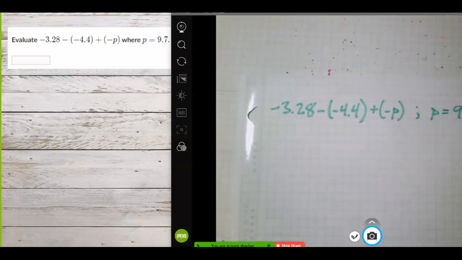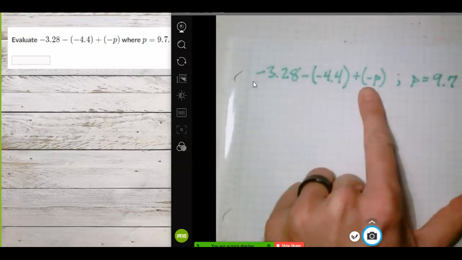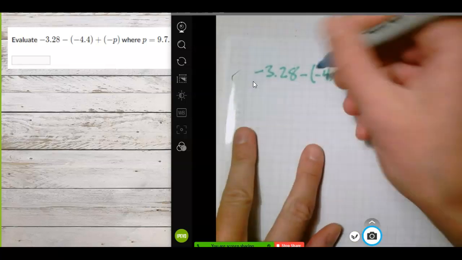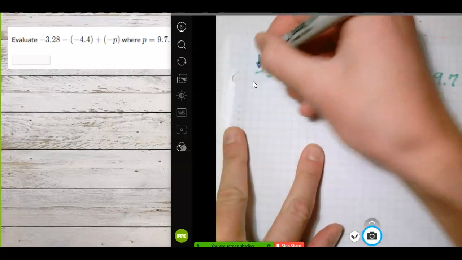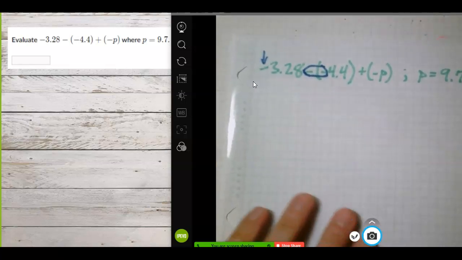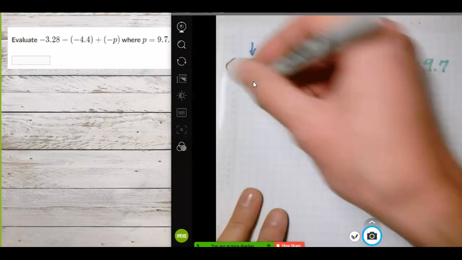Now conveniently, we only have one number to fill in, the p, but we got a lot of negatives going on here. So before I even substitute the value of 9.7 in for p, I'm going to do whatever simplification that we can. So I see minus a negative right here. Excuse me, I see one negative out there. And I'm going to go ahead and write in blue just because it shows up a little bit better on the camera. I think that's part of the reason we're having the focus issues.